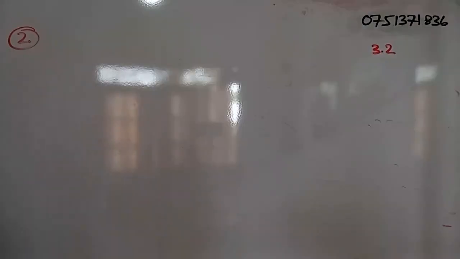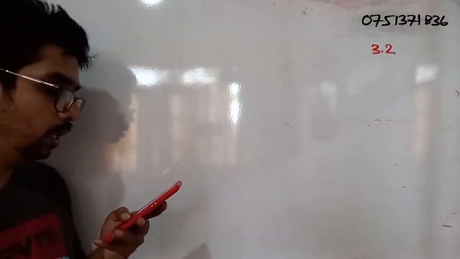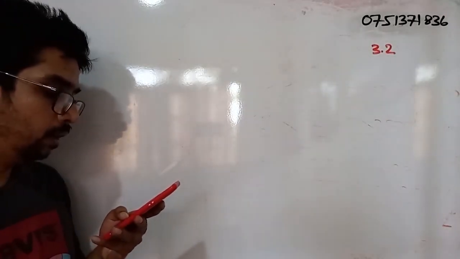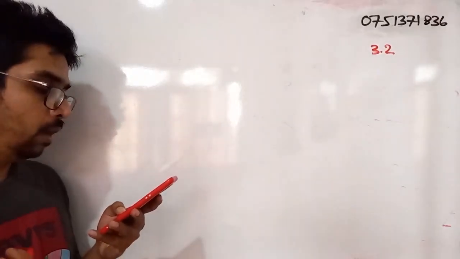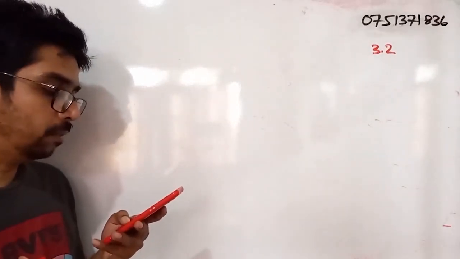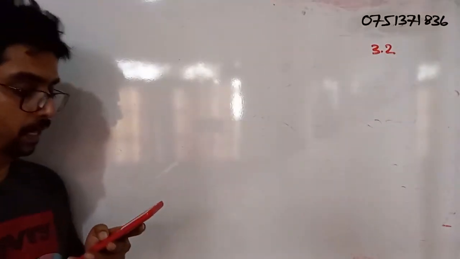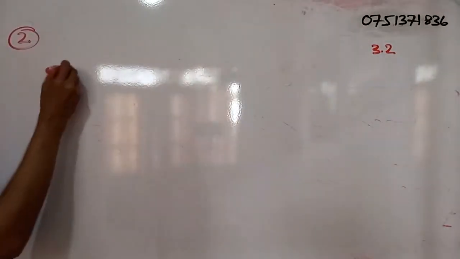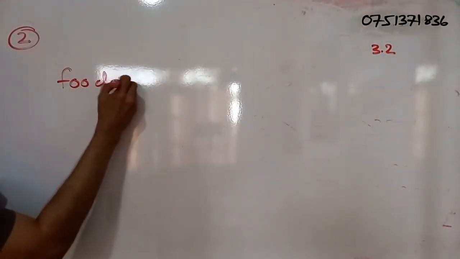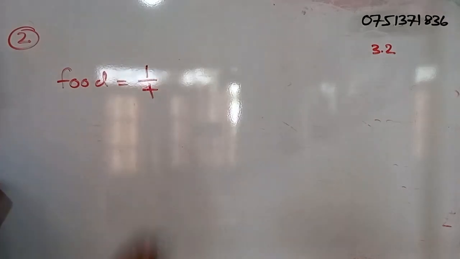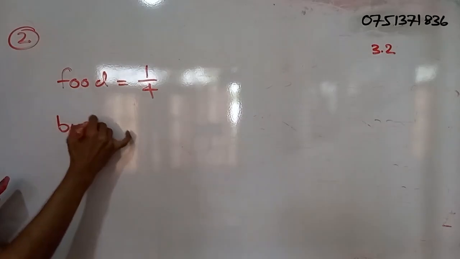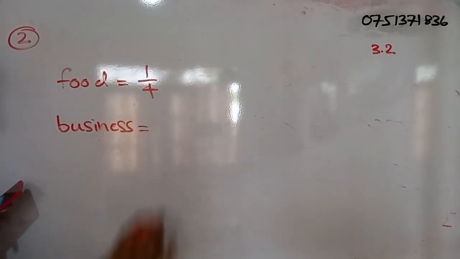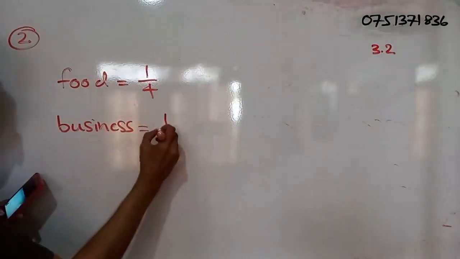Right, question number 2. A person puts aside a quarter of his income for food and half for his business and saves the remaining amount. What fraction of his income does he save? Right? Okay. So for food, he spends a quarter. Right? For the business, he spends what? Half.